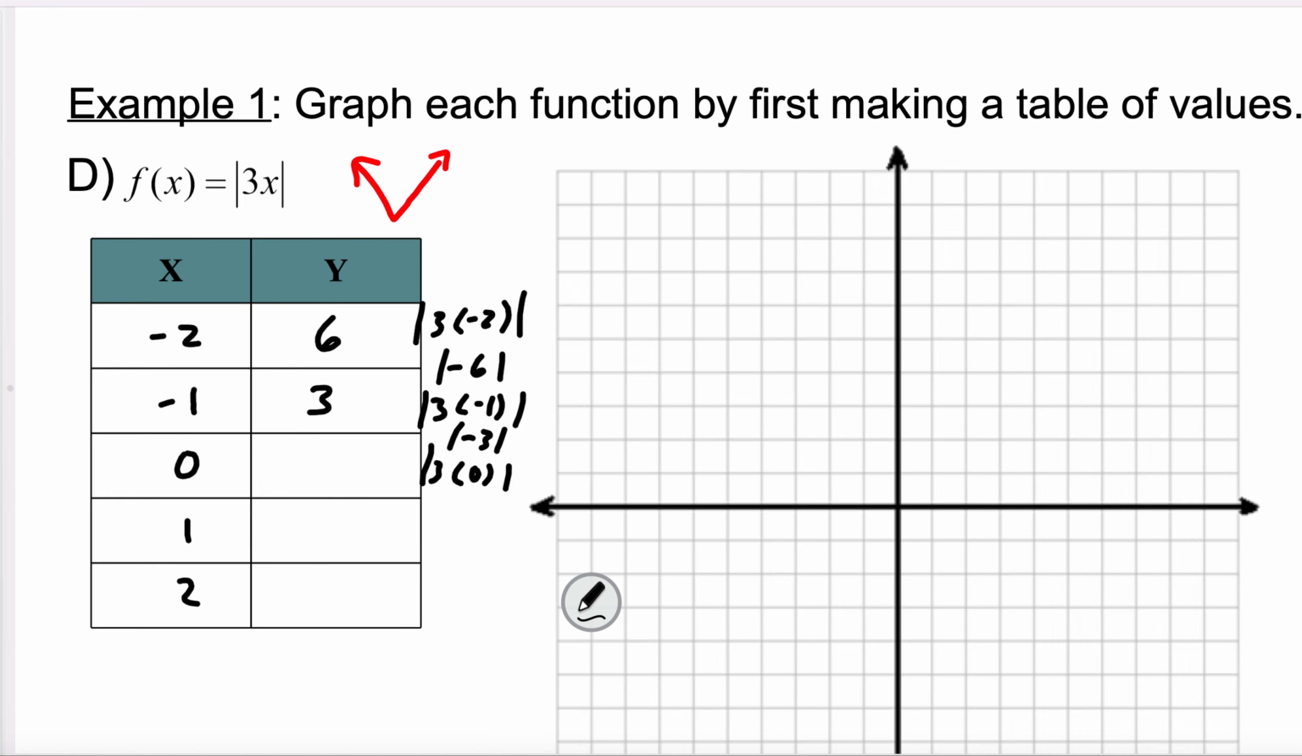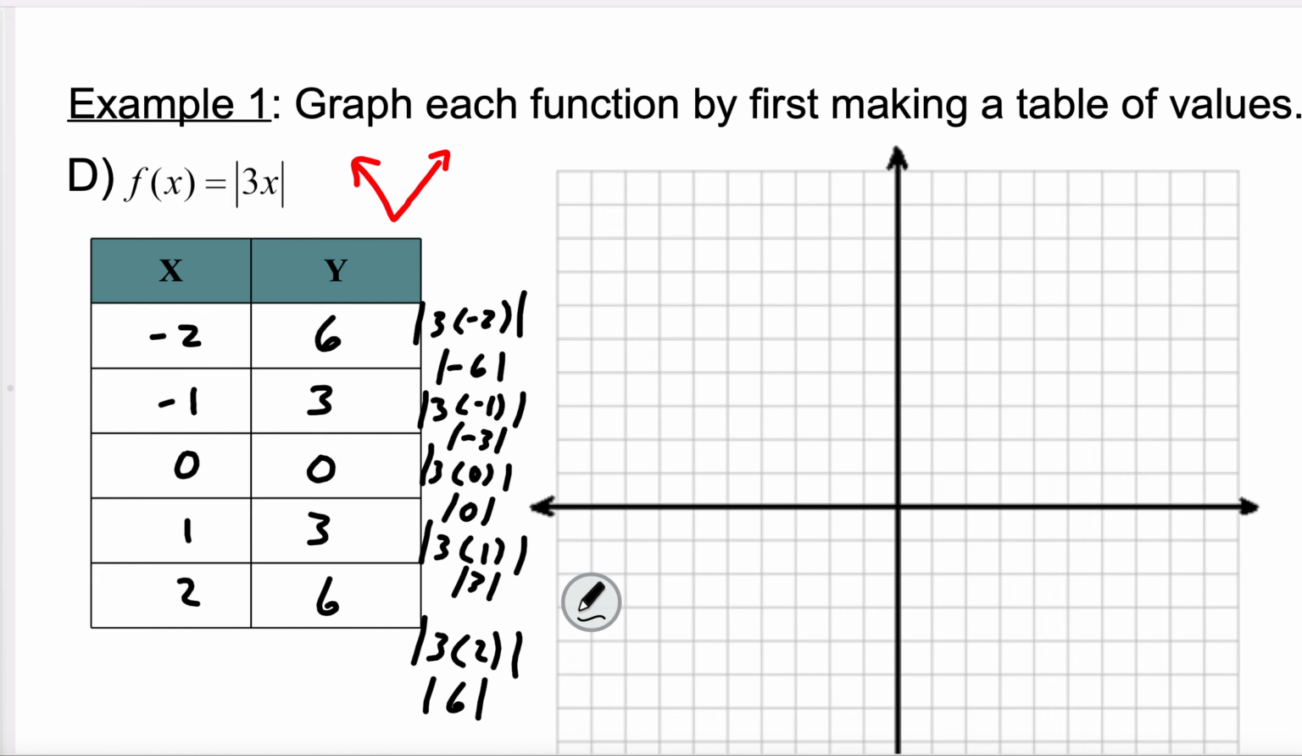Absolute value of 3 times 0, so 3 times 0 there is 0. Absolute value of 0 is 0. Go ahead and plug in 1. So 3 times 1 is 3. Absolute value of 3 is 3. Whatever comes out of the absolute value after you get it all simplified down has to be positive. And then 3 times 2 is 6. Absolute value of 6 is 6. So now just go ahead and plot that.